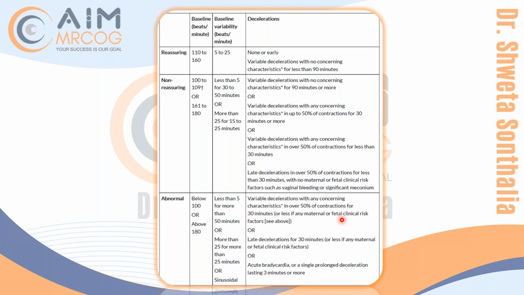Or less if any maternal or fetal risk factor. Now here is the catch. You should have at least 30 minutes, but even less is enough to make the CTG abnormal if there is any risk factor. So what could be the risk factor?